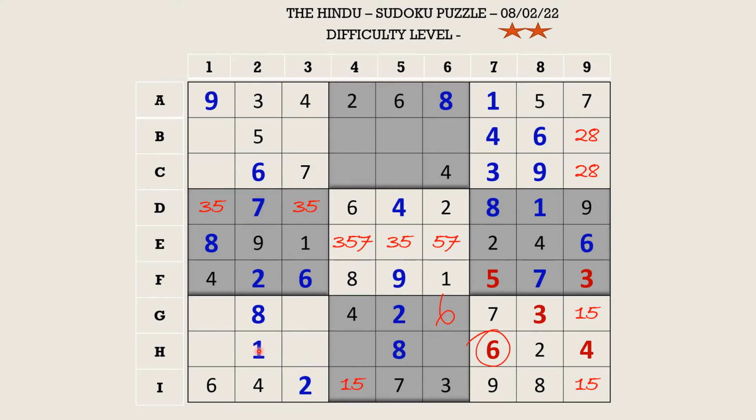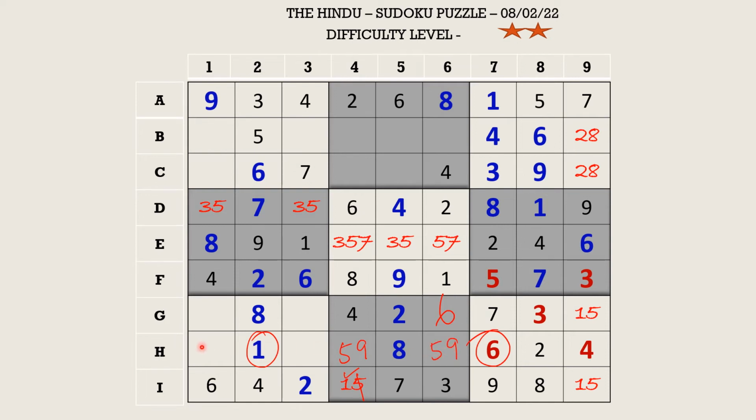This 1 in H row here blocks these two cells. So I4 takes 1. So let's cancel out this 5 and I4 becomes 1. Now there are only 2 missing cells in this block and the missing numbers are 5 and 9. So let's mark it with a 5, 9 pair.